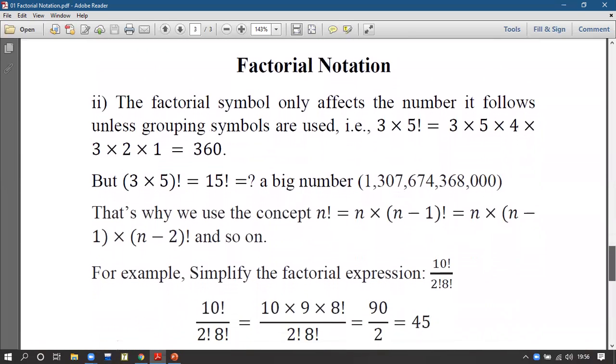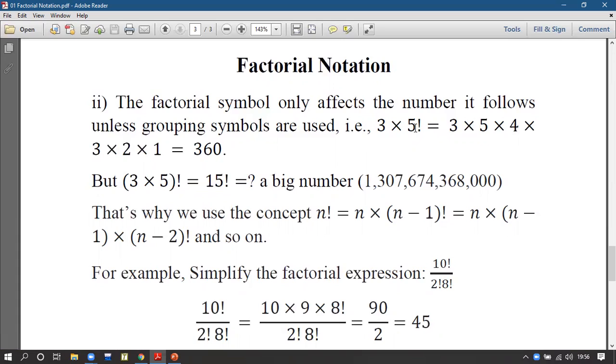Therefore, one more thing: the factorial symbol only affects the number that it follows, unless grouping symbols are used. That means the notation must be used in a careful manner. For example, let's say 3 into 5 factorial.